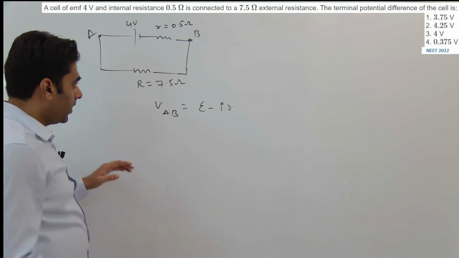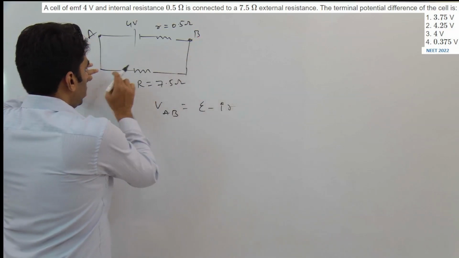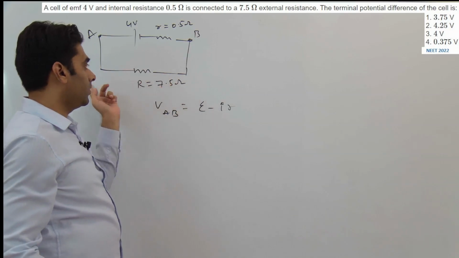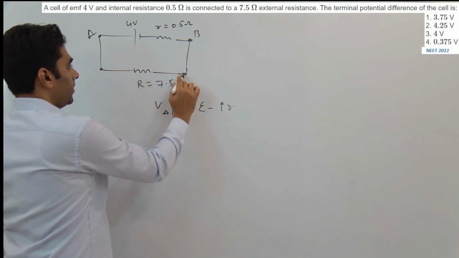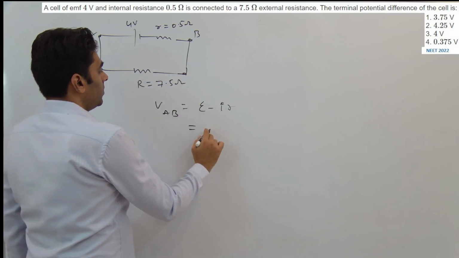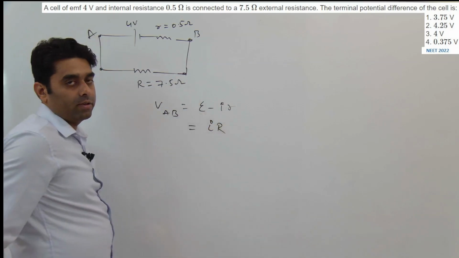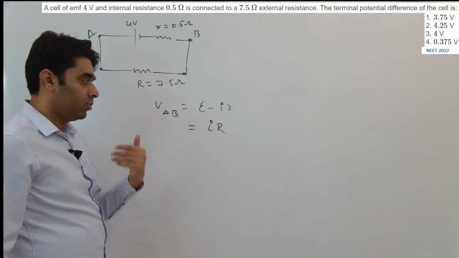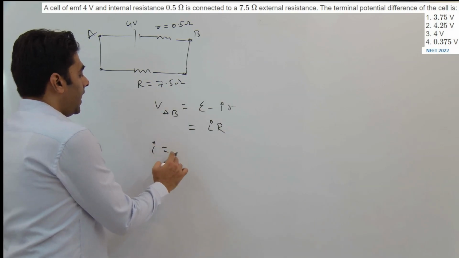There is one more way. Whatever is the terminal potential difference, the same is the potential difference across the external resistance, because a single resistance is there. So the same potential difference will be across this 7.5 ohm also. So you can also write this as current into the external resistance R. And for both of them we need current. So let us first calculate the current value.